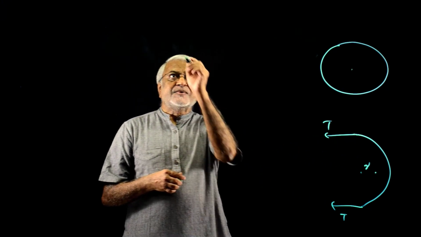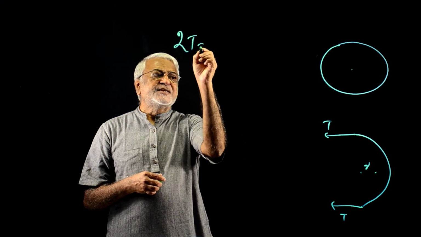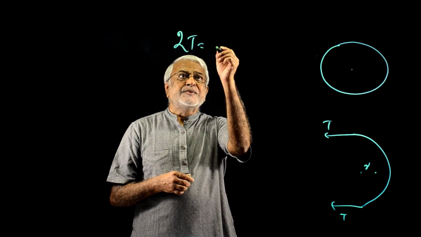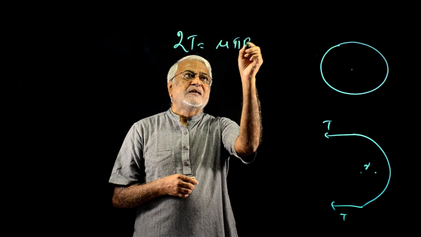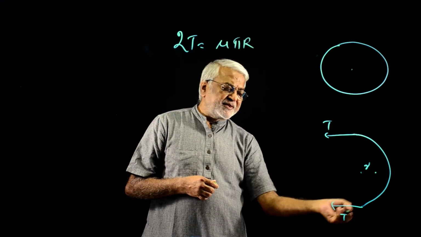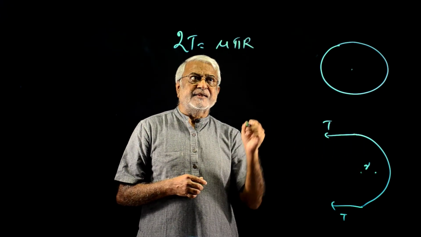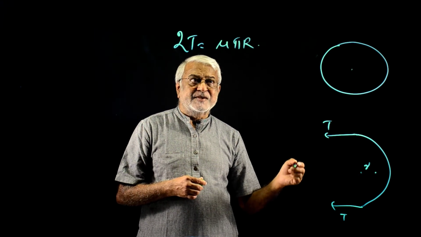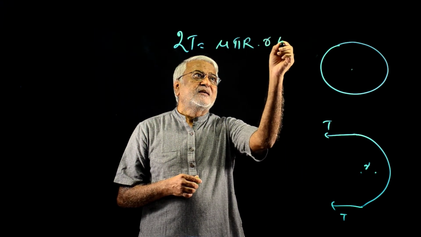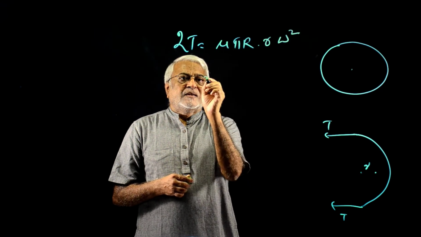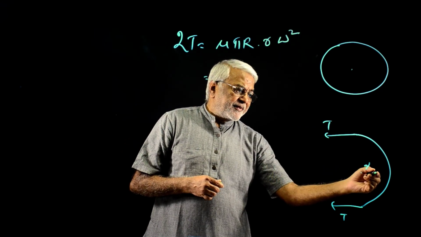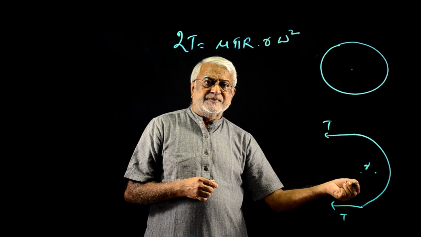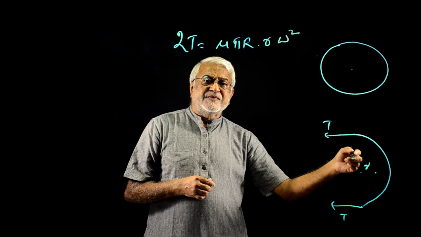The resultant force towards the center is 2T, right? The T and T are parallel here. That will be equal to the mass of this, mu into pi R. Pi R is the length of the semicircular portion, so mu is the mass per unit length, into the acceleration. Acceleration is what? Small r omega squared. Now we are using omega because omega for the center of mass is the same as omega for the semicircular portion.